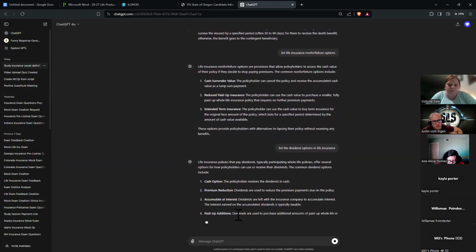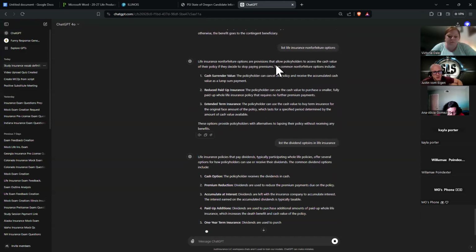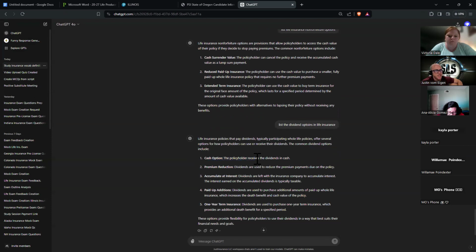Cash, premium. Okay, cool. So cash, we went over that. They receive the dividends in cash. Premium reduction, another thing, they can use the dividends to pay their premiums. Like I said previously, remember? They can use the dividend to just pay their premium if they want. Another option is that the dividends are left with the insurance company to accumulate interest. And the interest earned is typically taxable.